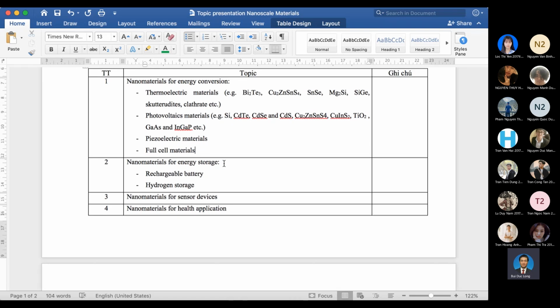And the second one will be a nanomaterial for energy storage. For example, a material used to fabricate a rechargeable battery, with high capacity, that you can charge very fast, and that you can produce very safely. So this is also a very hot topic now in VinFast. In Vietnam they also invest a lot of money in this kind of technology.